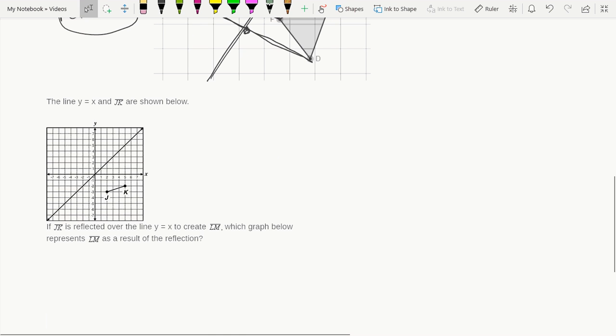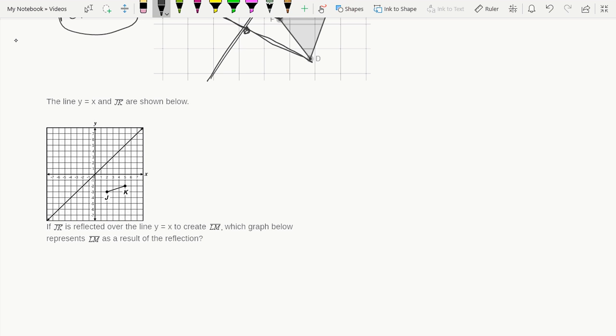All right. Oh, this one's fun. The line XY and JK are shown. So XY is drawn in right here. And what it wants me to do, it says if JK is reflected over XY. So I'm going to take JK and reflect it over to there. Now, you have to figure out exactly where it's going to land. And I didn't put all of the other graphs on here, so bear with me. I'm going to show you how to find where it goes.